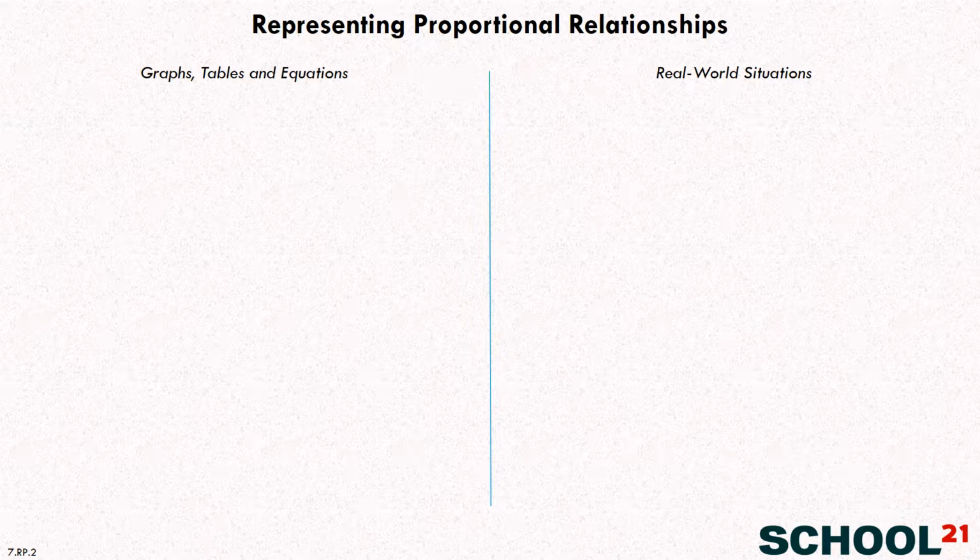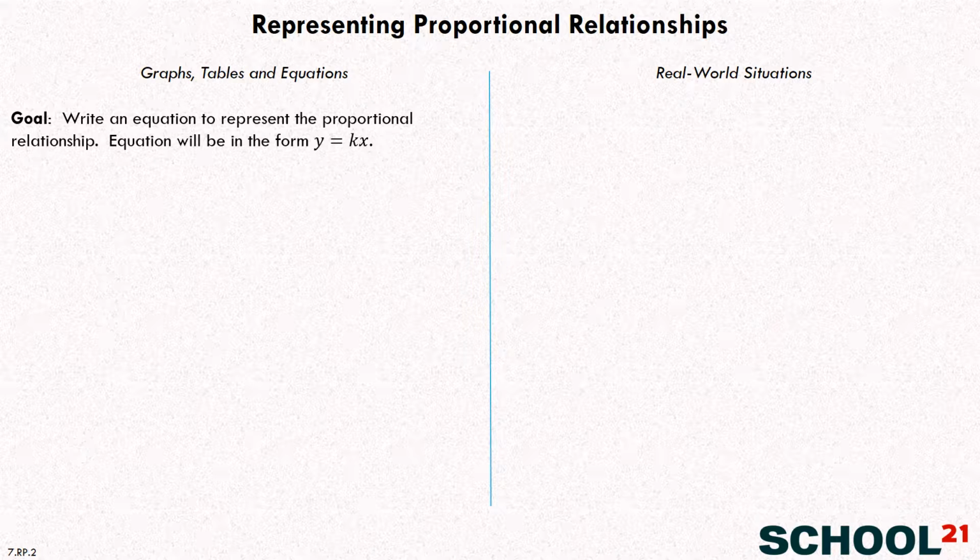Okay, so let's first talk about graphs, tables, and equations. So let's look at a situation here. What we're going to do is we're always going to want to have this goal. Write an equation to represent the proportional relationship. And the equation will always be in the form, and this is really important, it'll always be in the form y equals k times x. So that k is just some number.